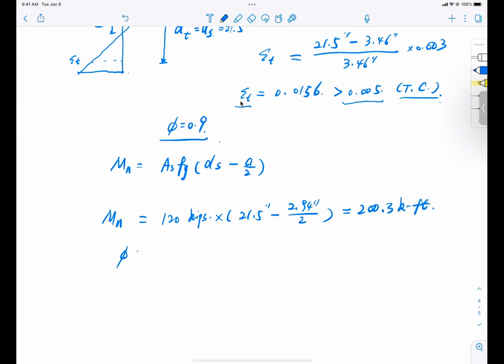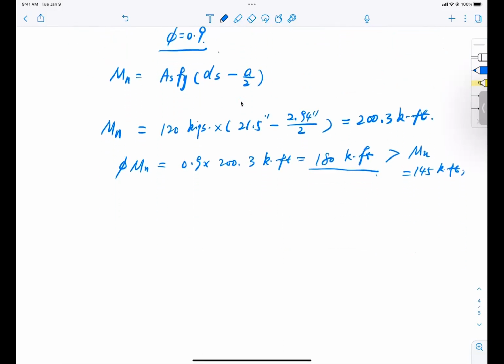So my design strength, phi Mn equal to 0.9 multiplied by 200.3 kip-foot, roughly equal to 180 kip-foot. This one is my design strength. So is this okay? Sufficient? Yes. Why? Bigger than Mu, that is 145 kip-foot. Okay, don't forget what we're doing here.